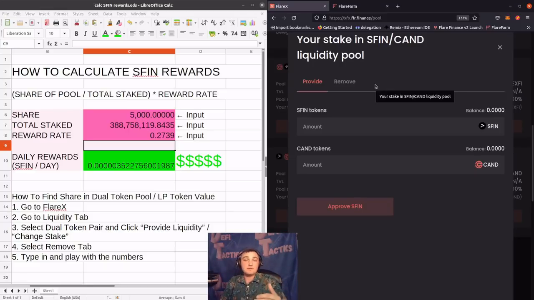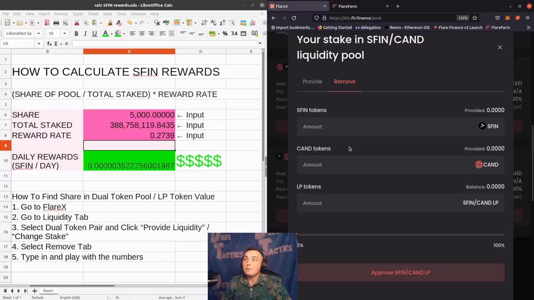Remember, we're going to click that provide liquidity or change stake. We're then going to select remove, and then, based on our SFIN rewards, we can actually add liquidity to this pool. By providing liquidity to this pool, we're not only keeping our SFIN with the chance and risk of impermanent loss, we're also utilizing that SFIN to earn more SFIN by staking that in the farm and earning fees from swaps that happen in the FlareX DEX. This also works the other way.